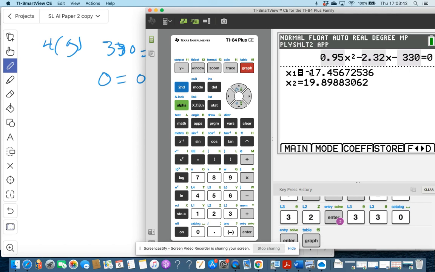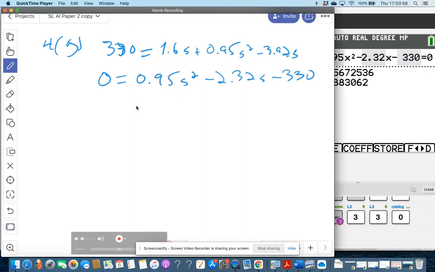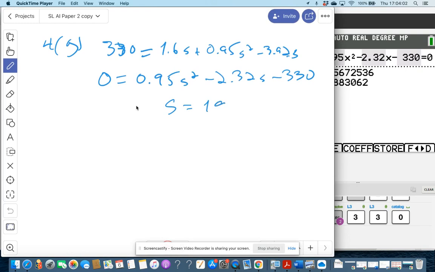Okay, so I got a negative time here. I'm going to ignore that, and I'm going to say 19.9 is actually the maximum possible speed of the truck. So not even 20. The maximum speed of the truck is going to be approximately 19.9 meters per second.